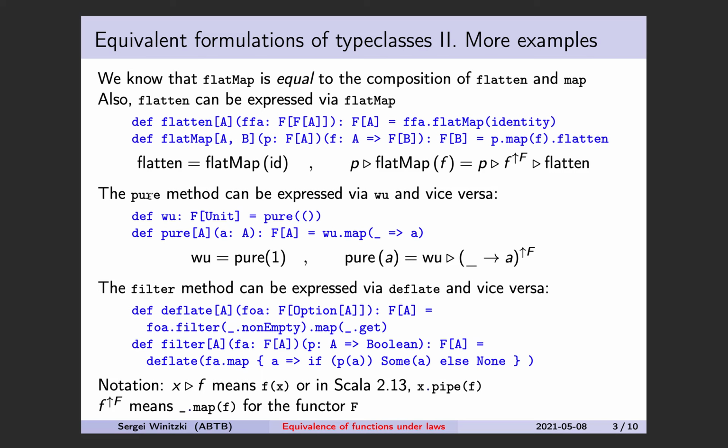Another example, actually a very useful one because it's a very simple example, is how the pure method can be expressed via a value that is called wrapped unit. So WU is wrapped unit. It's a unit type wrapped in a type constructor f. So if we write this code, then we express wrapped unit through pure. It's just a unit value, which is an argument of pure, so that's a result of this type. And pure can be expressed through wrapped unit. So that's the code.